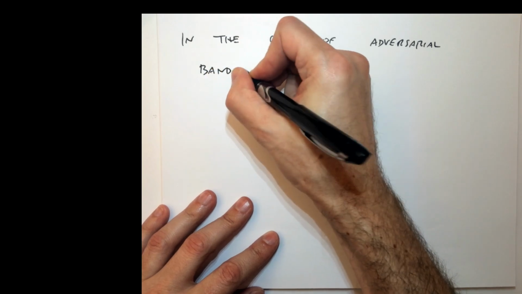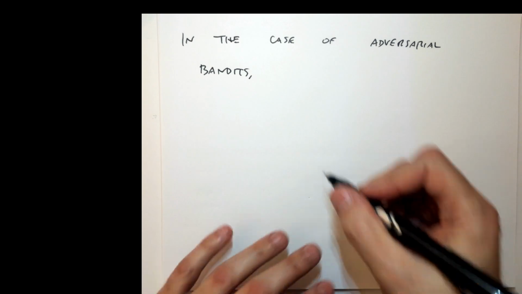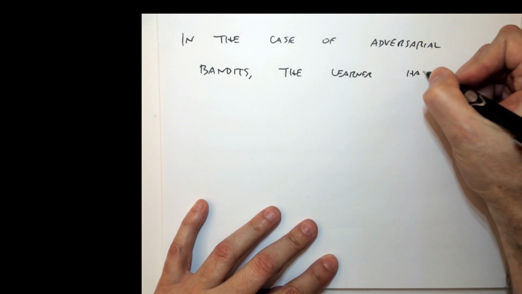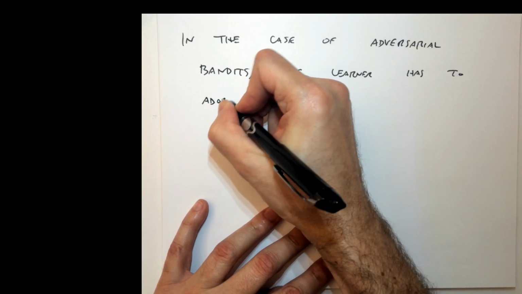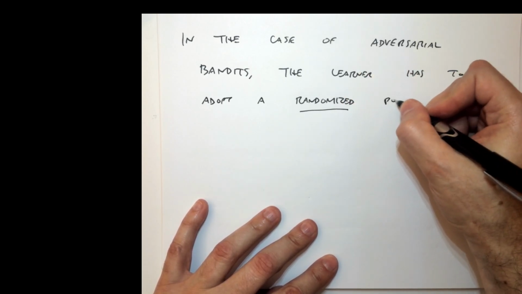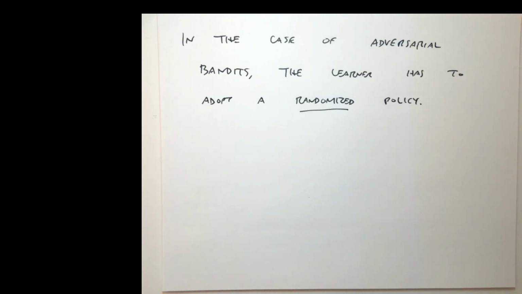In the case of adversarial bandits, the learner generally has to adopt a randomized policy. That is to say that instead of looking at this history and producing a single prescription for what arm to pull, one way to think about this is the learner always has a probability mass function over the arms and is sampling which arm to pull next out of this PMF, right?